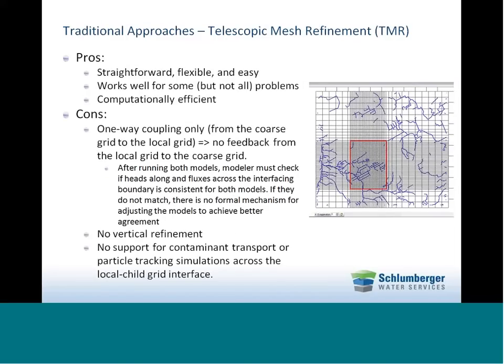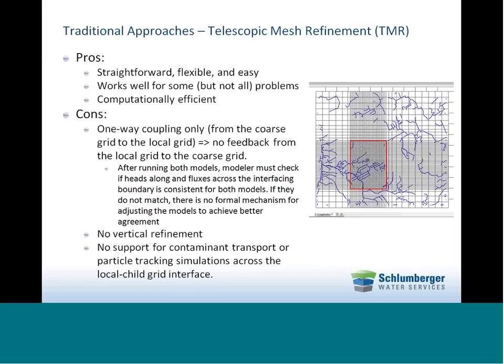The other approach is telescopic mesh refinement, or TMR. It's rather straightforward, flexible, and easy to use. It works well for some cases, but not all problems, and it's generally computationally efficient. Drawbacks are that it's only one-way coupling from the coarse grid to the local grid, and there's no feedback from the local grid to the coarse grid during the course of the simulation.